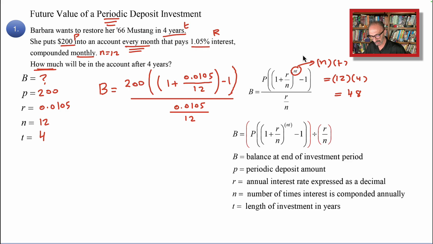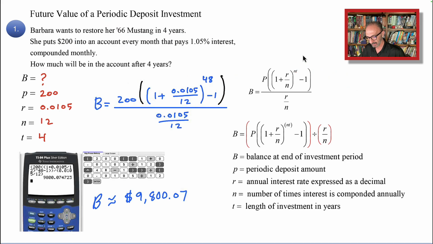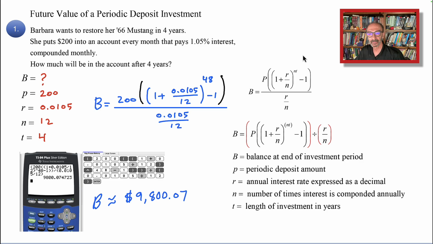To show you the calculations and save you some time, I have the following. So instead of, as I said, N times T, writing 12 times 4, I wrote 48 right here. And by typing it on the calculator, everything is right here, and I have all the keys that I pressed right here. It's this much, but because it's money, we need to round to 2 digits.